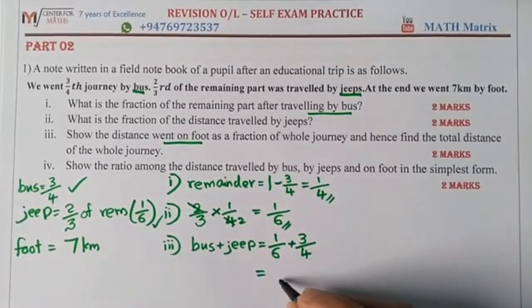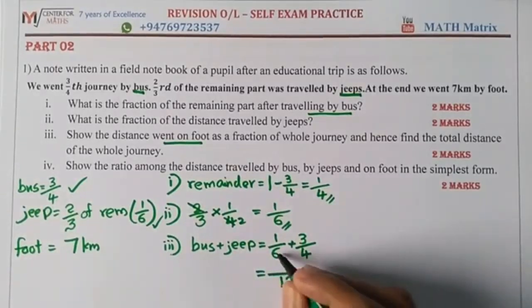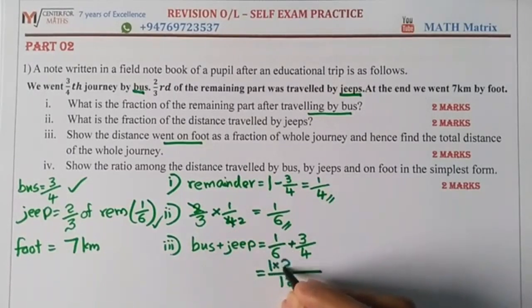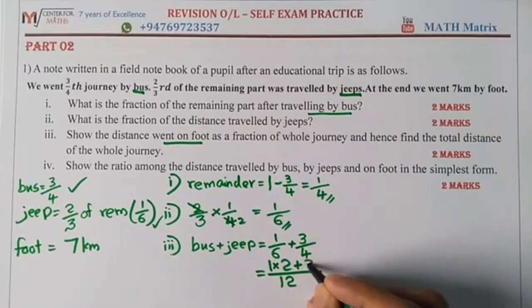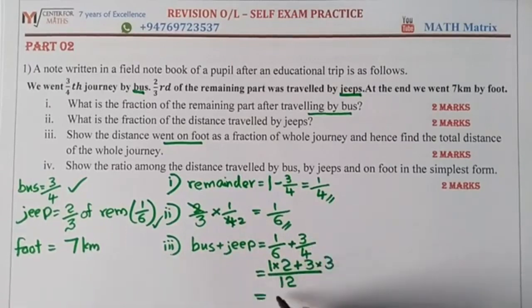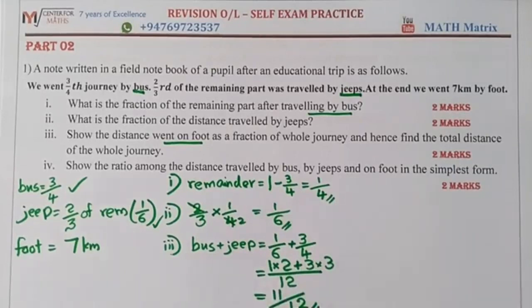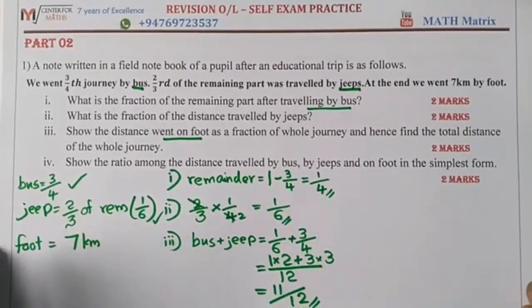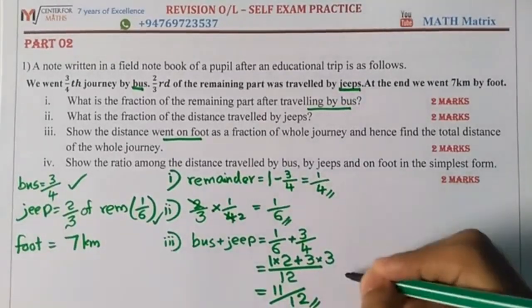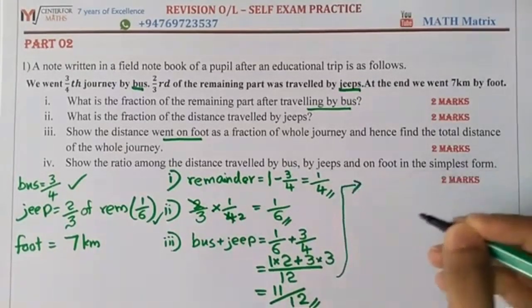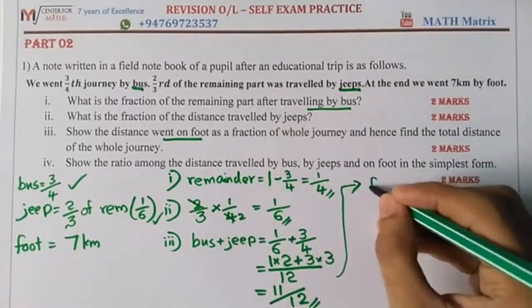It's very easy. 6 and 4. First of all, we have to find the LCM. It's very easy, 12. So 6 times 2, so we have to multiply the numerator also by 2. 1 2s are 2. Plus 4 times 3, so again 3 by 3. 3 3s are 9. We'll add them both. 1 2s are 2, 3 3s are 9. 9 plus 2 is 11. That means they have traveled about 11 parts out of 12 by bus and jeep. Now can we find the remainder? Yes, that's easy. So how to find by foot?